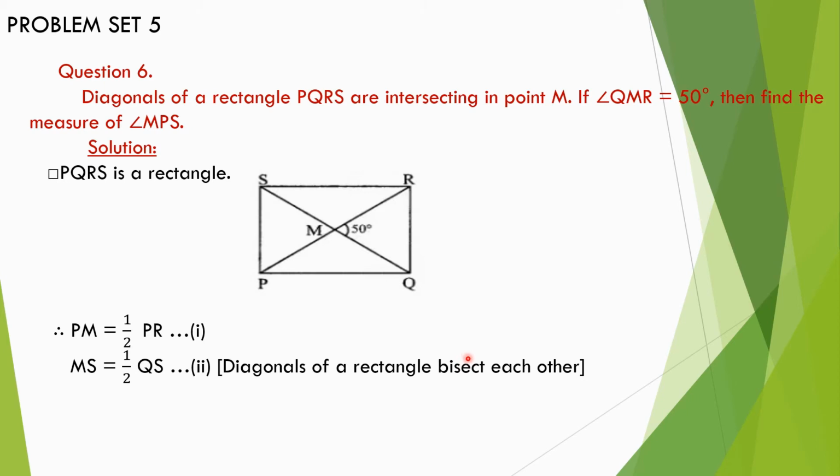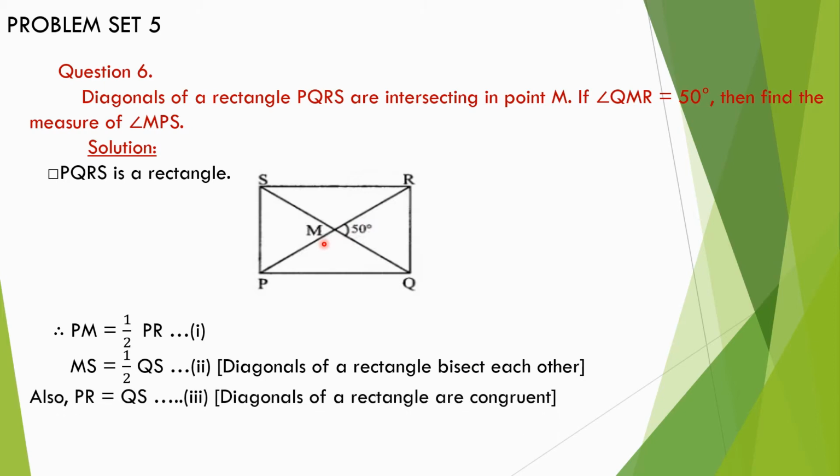And what about the diagonals of a rectangle? Diagonals of a rectangle are congruent. Therefore, PR is equal to QS, that is equation number 3. From equations 1, 2 and 3, PM is equal to MS. This is equation number 4.